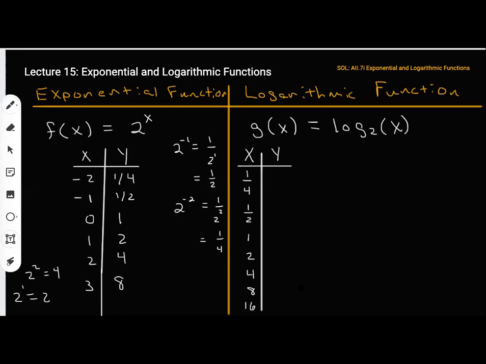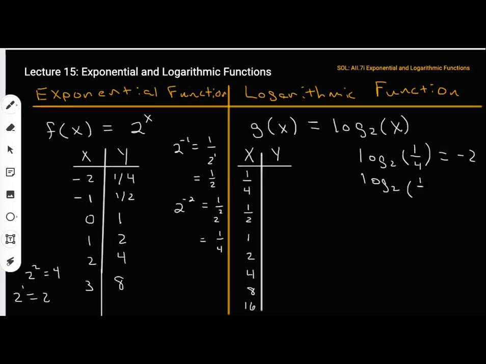And on the y side, we're going to figure out what the y values are going to be. Okay? So what if we plug in those x values? Let's plug in the 1/4, for example. So we're keeping the same base, the 2, right? But we're going to replace the x on the inside with a 1/4 and see what that gives us. So this is asking, what exponent do you have to raise 2 to get to 1/4? And that's going to be a -2, if you recall.